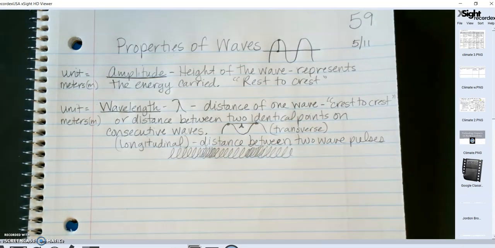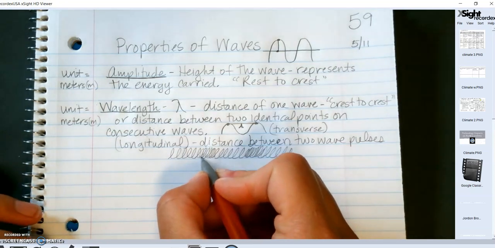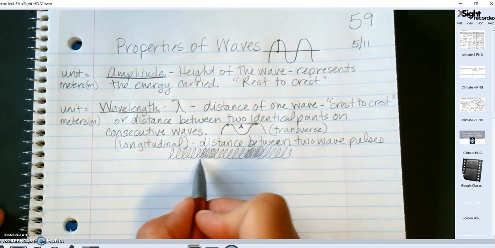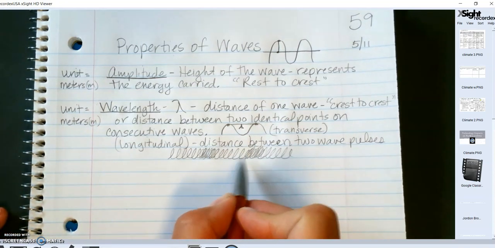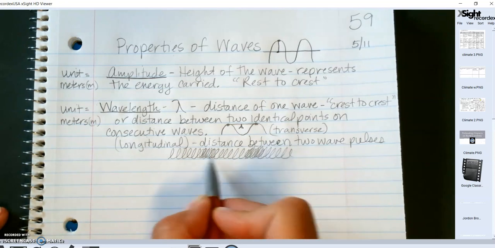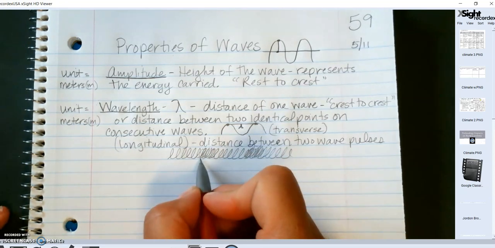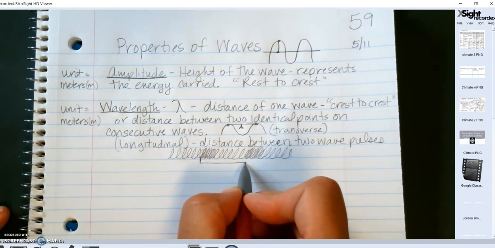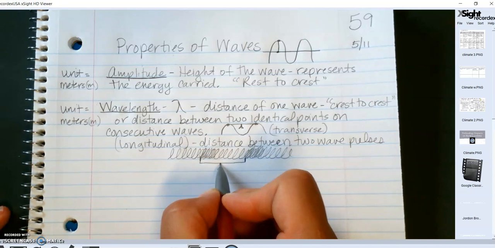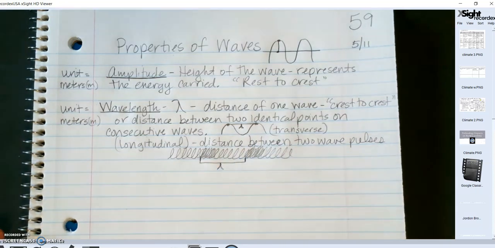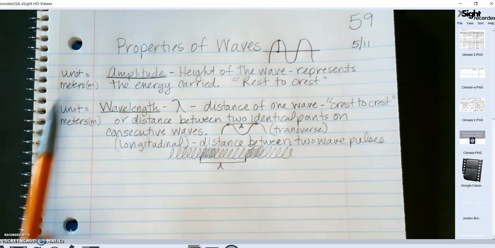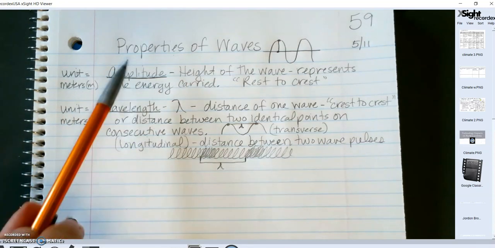So the wavelength on a longitudinal wave, you could do it at any point as long as it's the same point on the two compressions. So you could go from start to start, end to end, or middle to middle, as long as it's the same point. So I'm going to go from the start of this wave, and draw a line to the start of the second wave pulse, and that would be the wavelength on a longitudinal wave. Okay, as long as it's the same point on two consecutive waves. So we know we measure that in meters. We know we measure amplitude in meters. Both of these are lengths or distances.